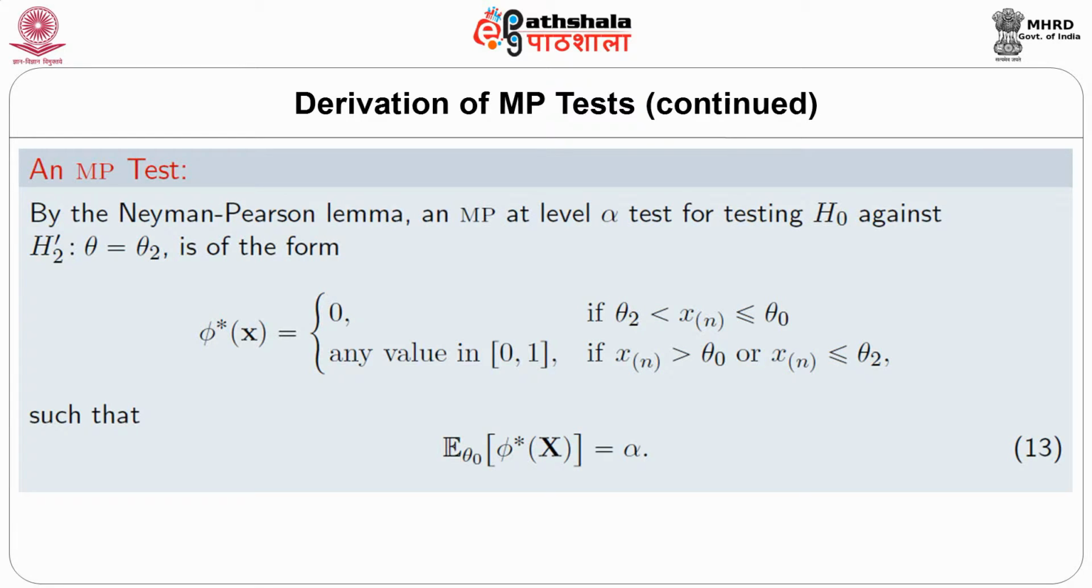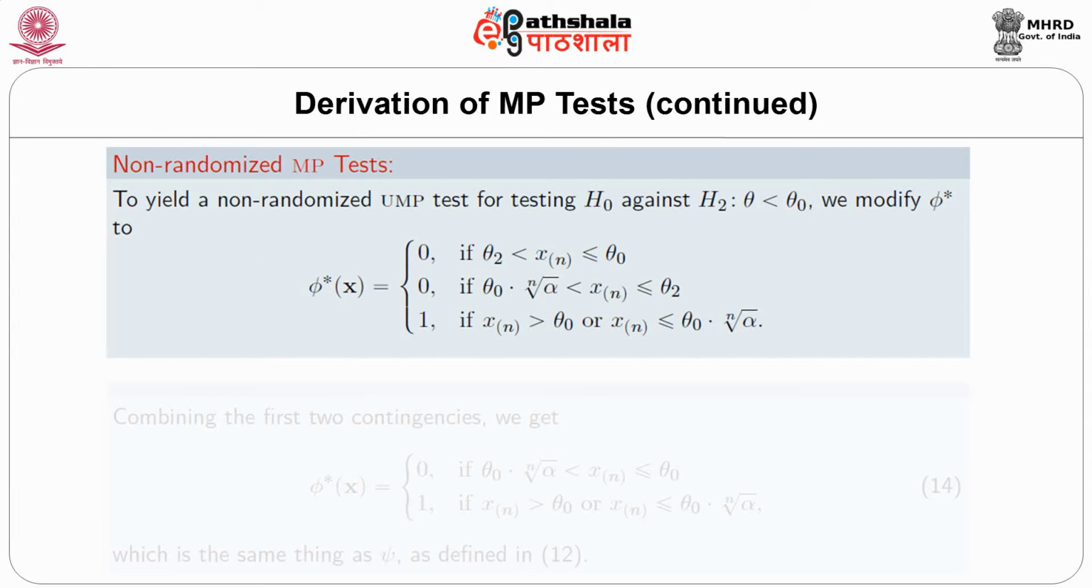By the Neyman-Pearson lemma, the most powerful level alpha test for testing theta = theta naught against theta = theta 2 is of the form phi star, which is 0 if x order n lies between theta 2 and theta naught, because p theta 2 is less than k p theta naught. Therefore, phi star x must be 0 in that region, and otherwise p theta 2 and k p theta naught are the same. So, that is the region where you can take phi star any value between 0 and 1.